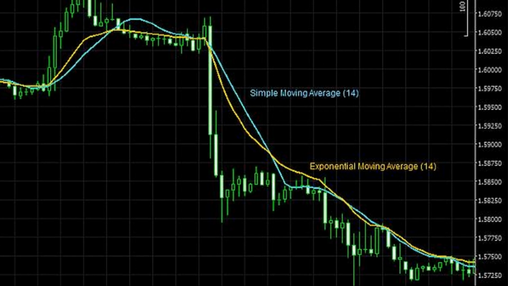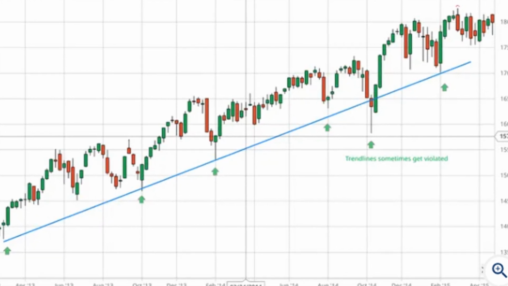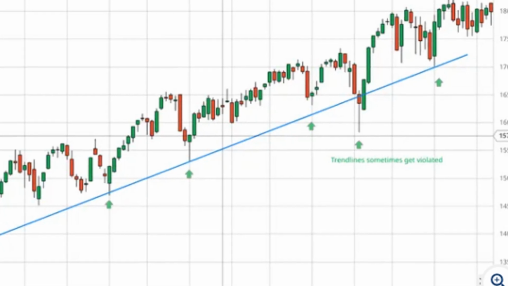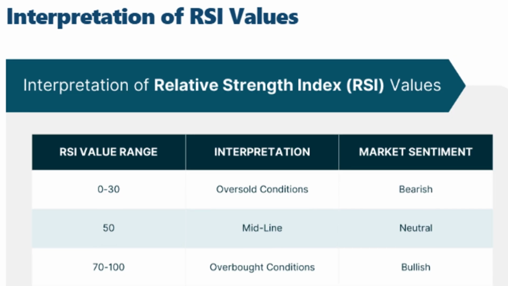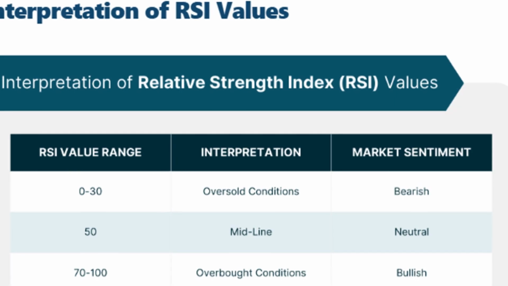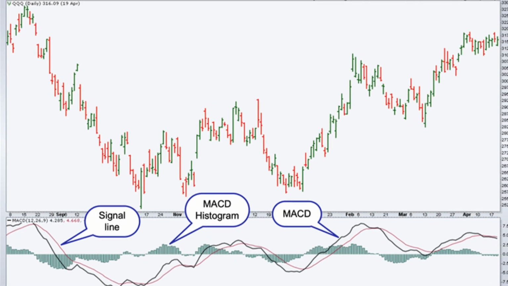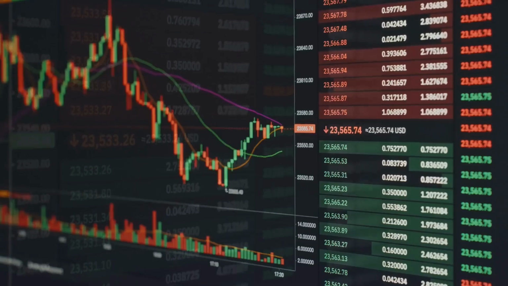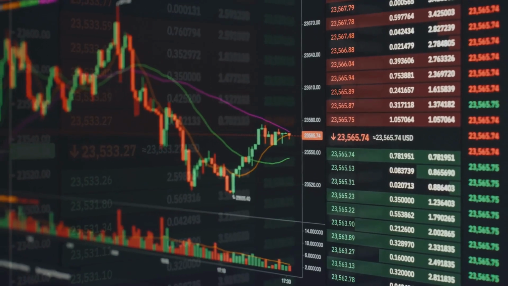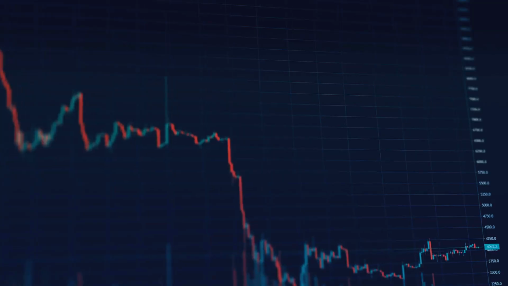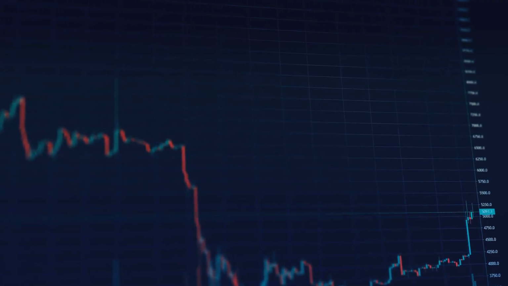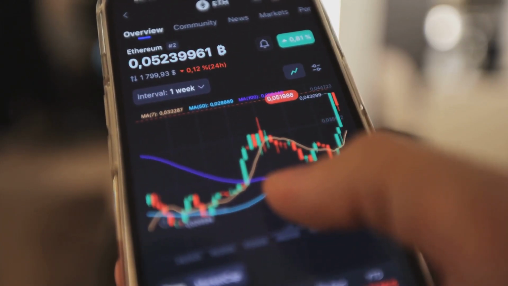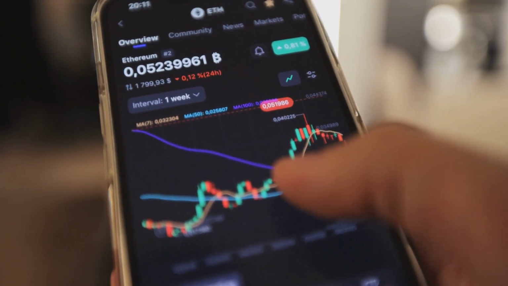Next, turn on the moving averages. If the price is above the 50-day average and the line is curving upward, that supports a bullish trend. Check the RSI. Is it above 70? That could mean the price is overheated. Below 30? It may be undervalued. Now add MACD and volume. Are they confirming the trend or are they signaling a shift in momentum? Finally, draw support and resistance zones based on past peaks and dips. These levels help you avoid buying at resistance or panic selling near support. With just these tools, you've now got the framework to read any crypto chart and start making better decisions with every trade.